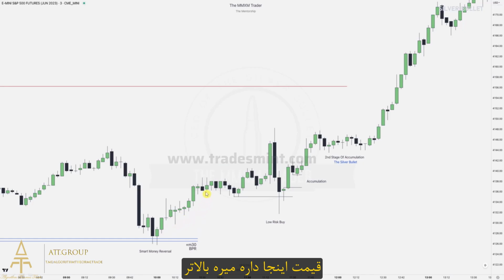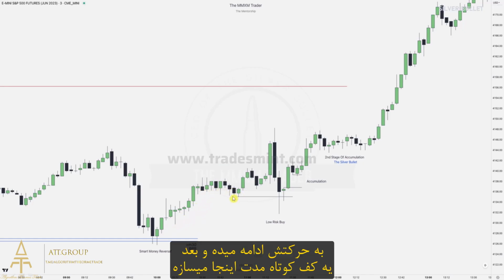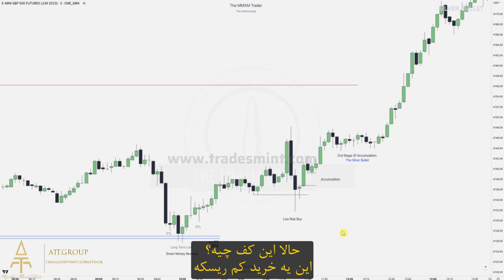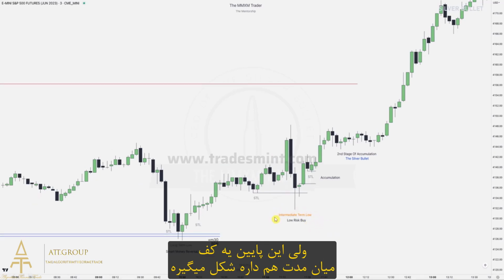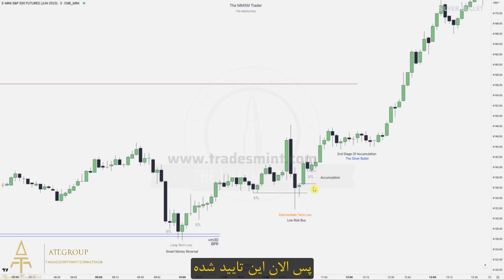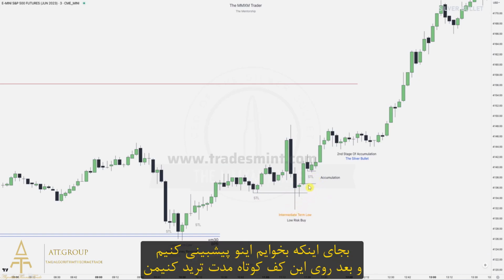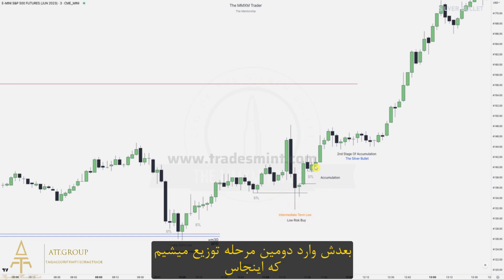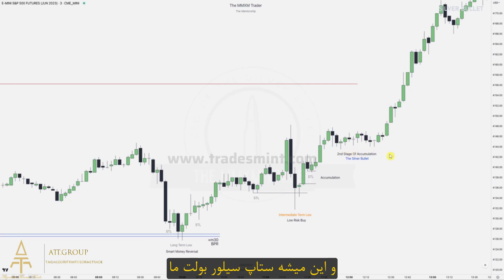So price is trading up higher right here, continuing up and then forming a short-term low here, and we see this getting raided. So what is this low? Low risk buy. But also we have an intermediate term low formed down here. Why? Because we have that short-term low to the left of it and that short-term low to the right of it. Now this is confirmed. Instead of anticipating and taking an entry on this short-term low, now we wait for this intermediate term low to be formed and then go into the second stage of distribution, which is over here, and that will be the silver bullet setup.